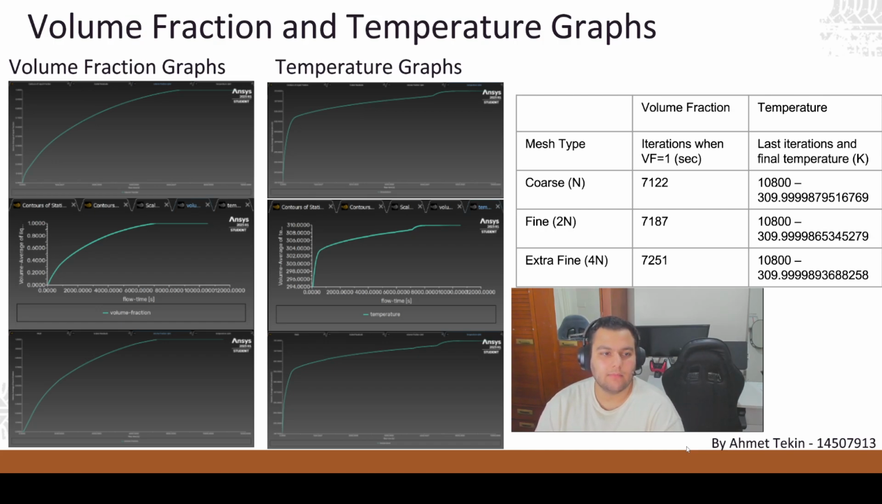In this slide, I'll be talking about my volume fraction and temperature graphs. As can be seen, they all look pretty much the same. For my volume fraction, it increased over time for all three meshes. I ran 10,800 seconds, which is 3 hours. For my coarse mesh, it took about 7,122 seconds for the volume fraction to reach one, so to fully melt. For my fine mesh, it took 7,187 seconds, and for my extra fine, it took 7,251 seconds for the volume fraction to reach one.